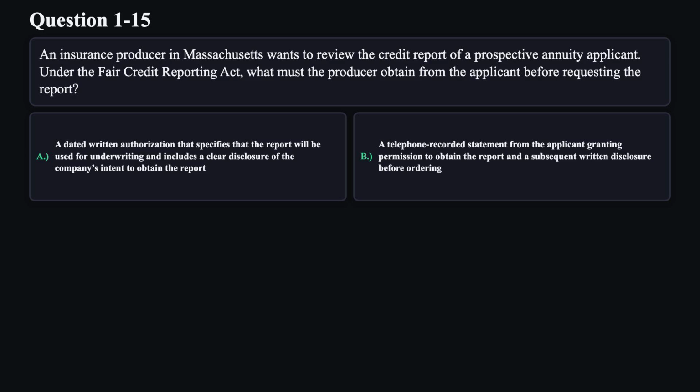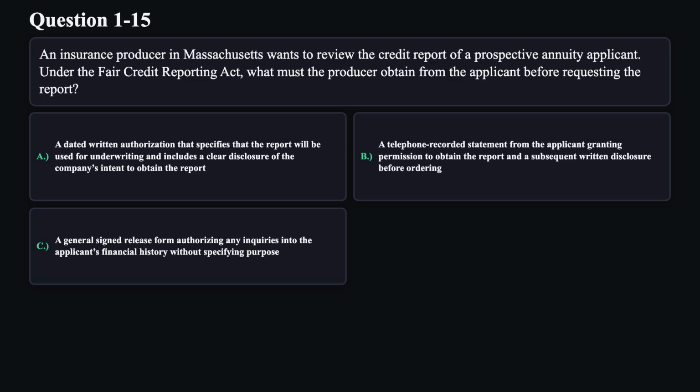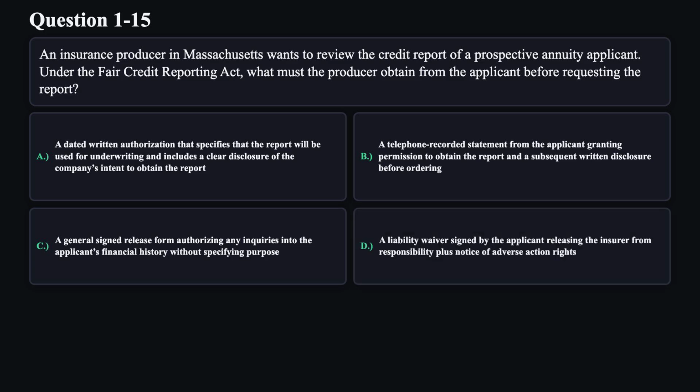B. A telephone recorded statement from the applicant granting permission to obtain the report and a subsequent written disclosure before ordering. C. A general signed release form authorizing any inquiries into the applicant's financial history without specifying purpose. D. A liability waiver signed by the applicant releasing the insurer from responsibility plus notice of adverse action rights.